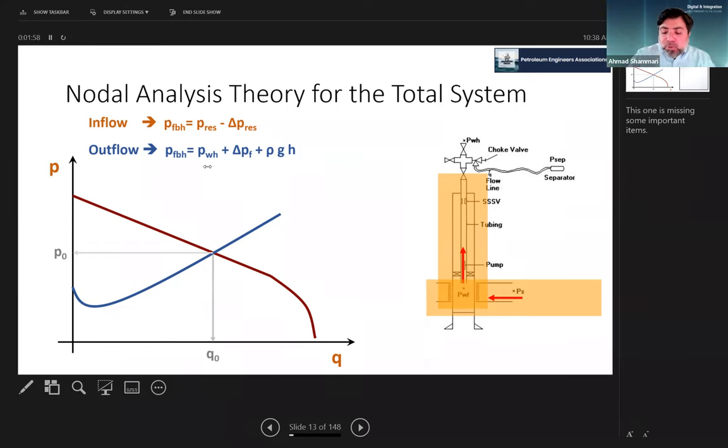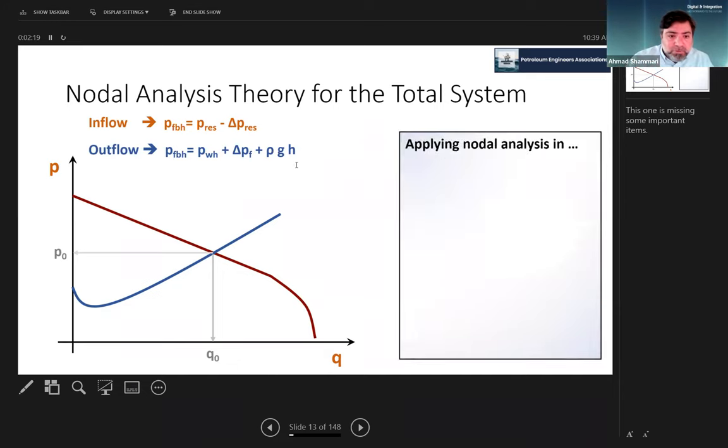Fluid properties, GOR and water cut, is it an inflow component or an outflow component? Considering that we're not talking about the Darcy equation, fluid properties, water cut and GOR are going to affect what? They are going to affect the hydrostatic in the well, which means it's an outflow component. Okay, good. So moving on.